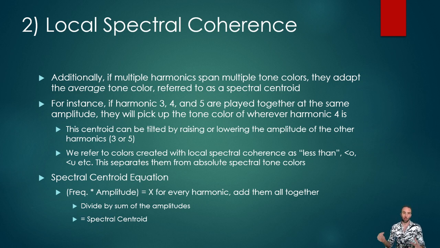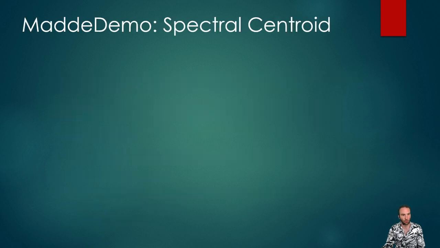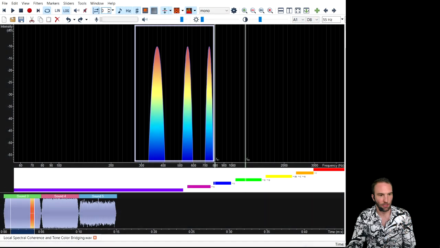When we talk about these, we use the less than symbol, so we hear less than O or less than oo, whereas we use the approximate symbol for the absolute spectral tone colors, and we just use that to sort of differentiate complex waves versus sine waves. So let's listen to how this works. I've got that math equation down there if you really want to look at it, but I know how much you all love math. Okay, so we're actually going to do this in VoceVista.